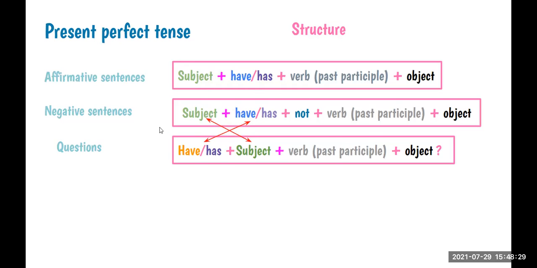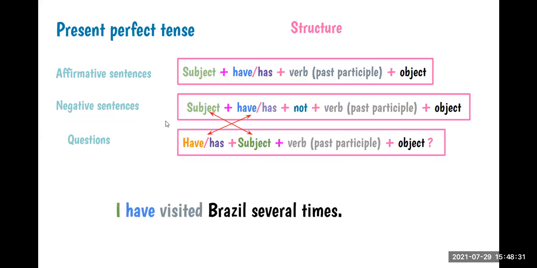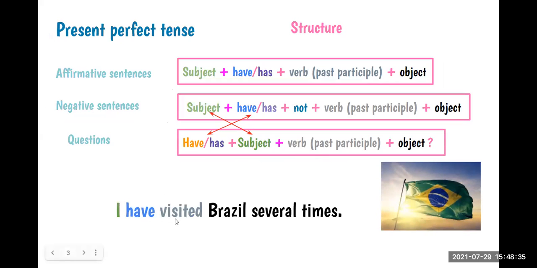Here we have an example. I have visited Brazil several times. As you can see, I is the subject, have is the auxiliary verb, and then the verb in the past participle form. And after this, the object, Brazil, or the rest of the sentence. Okay? Any questions until here?